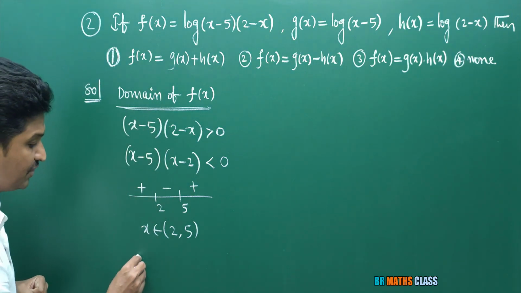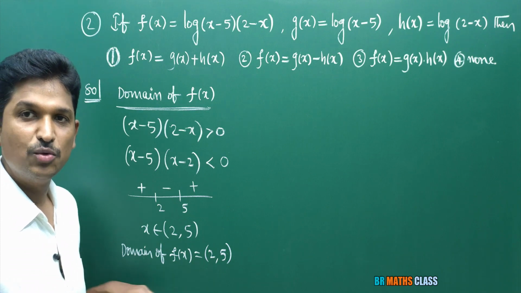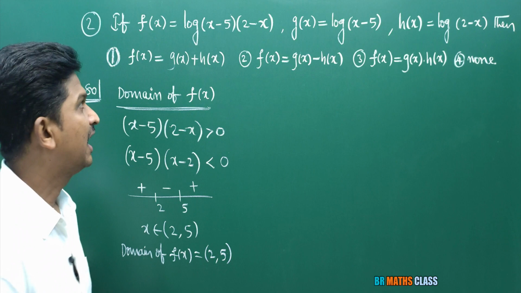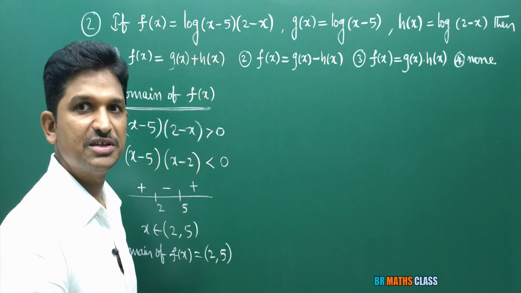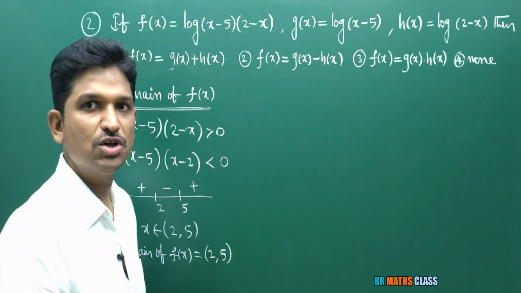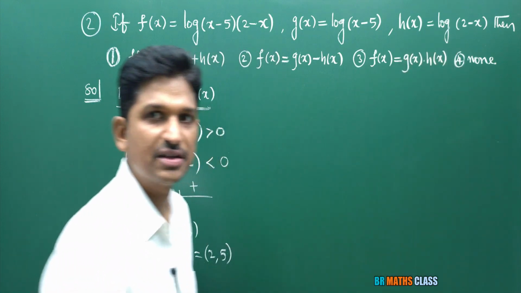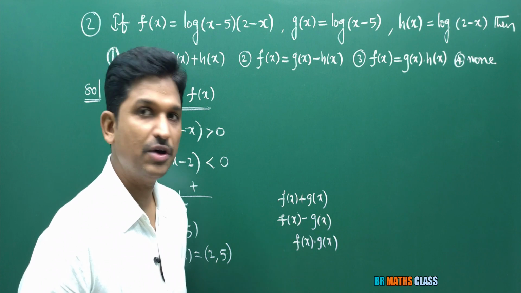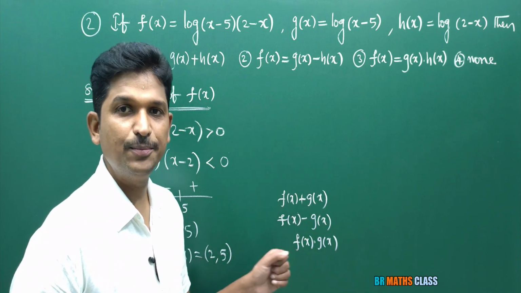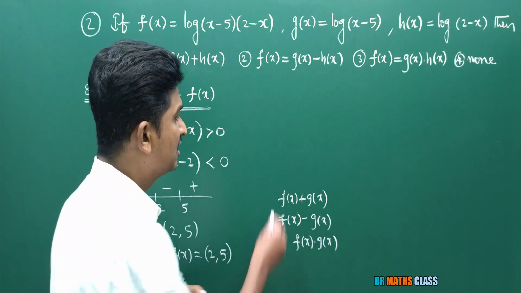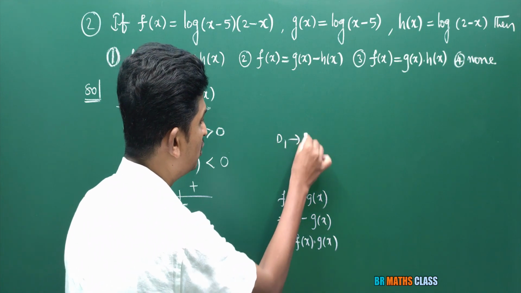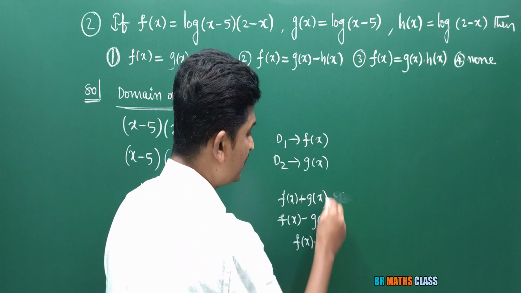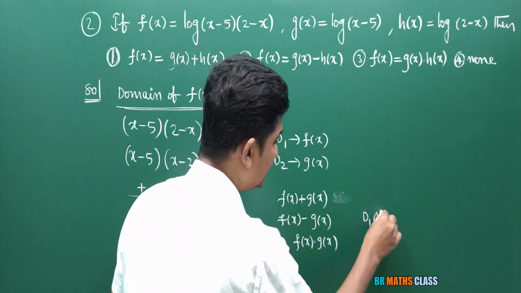What is the domain of f of x? The open interval 2, 5. Now, I need to calculate the domain of g of x plus h of x, the domain of g of x minus h of x, and the domain of g of x into h of x. You observe these three functions: f of x plus g of x, f of x minus g of x, f of x into g of x. You learned in the theory part what the domain of these functions is. Suppose d1 is the domain of f of x and d2 is the domain of g of x. What is the domain of f of x plus g of x? That is d1 intersection d2.